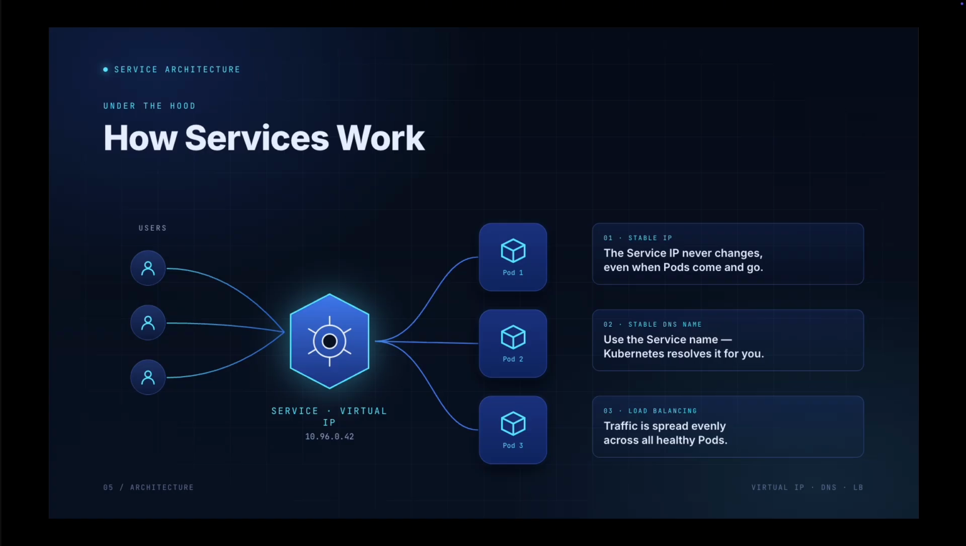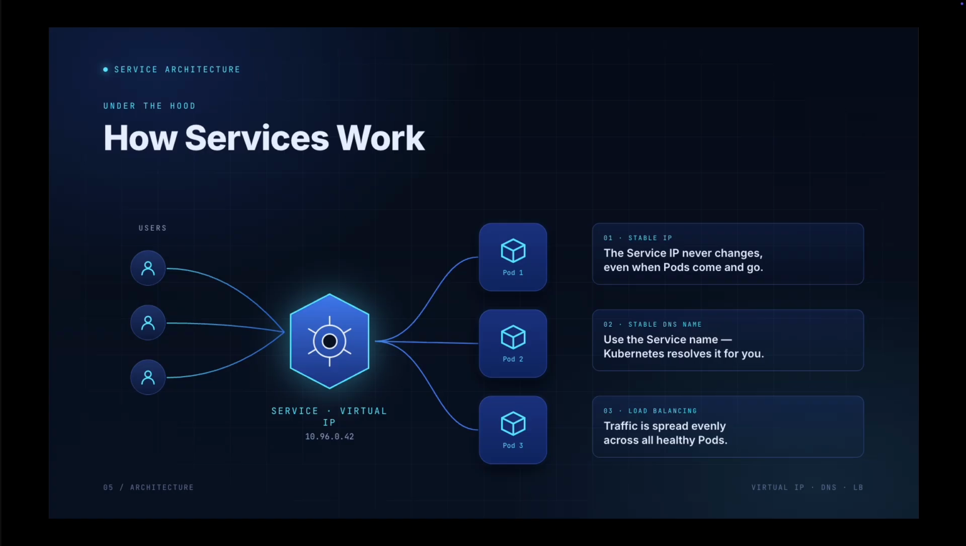Let's see what actually happens when traffic reaches a service. Users don't connect directly to individual pods. Instead, they send requests to the service. The service provides a stable virtual IP that remains available even when pods are created, deleted, or replaced. Behind the scenes, Kubernetes keeps track of all the pods that belong to that service. When a request arrives, Kubernetes forwards it to one of the healthy pods available.